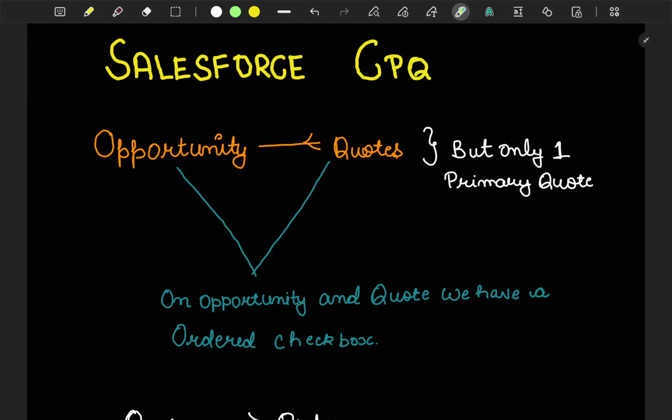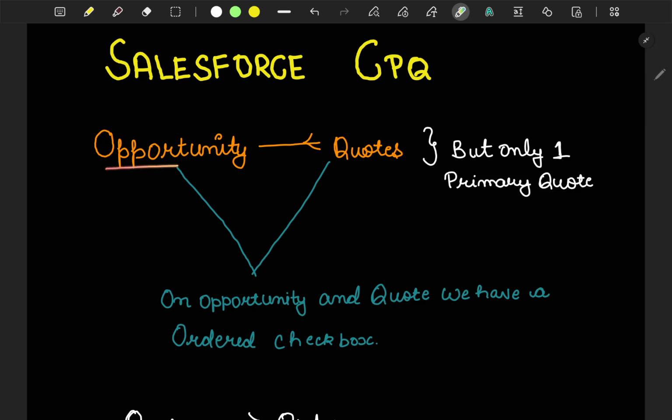So in today's video we will be considering the concept of renewals, that is, what are renewals in CPQ. This is a continuation of our previous video series where we have learned about the CPQ flow and setting up the CPQ developer edition. So before beginning with the concept of renewals, let me set up the pitch for you.